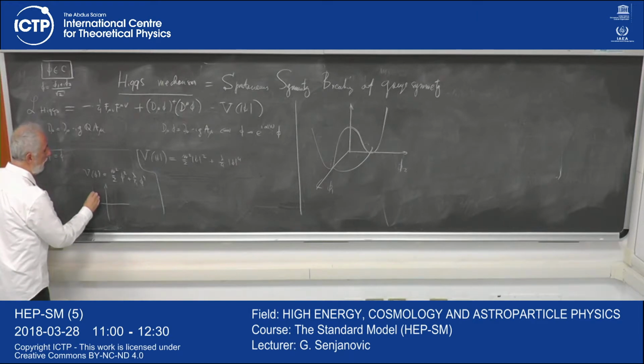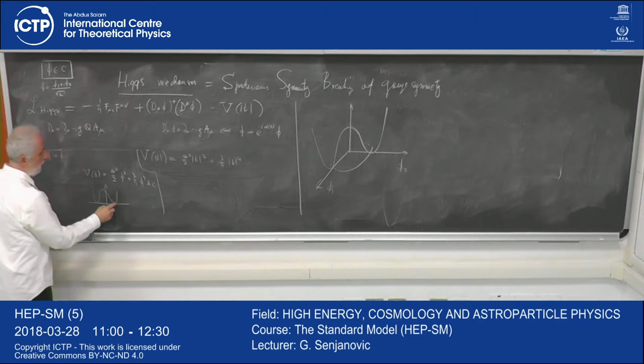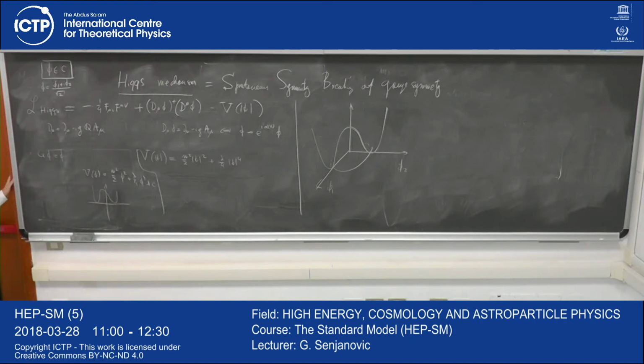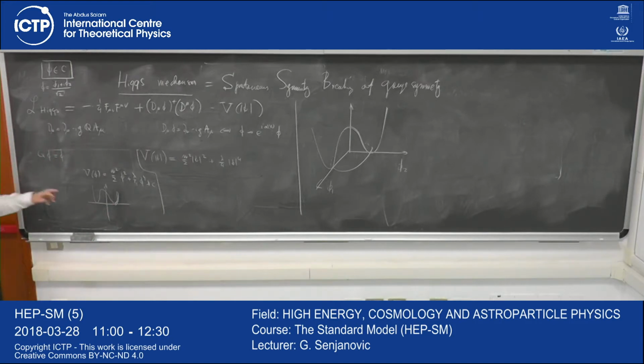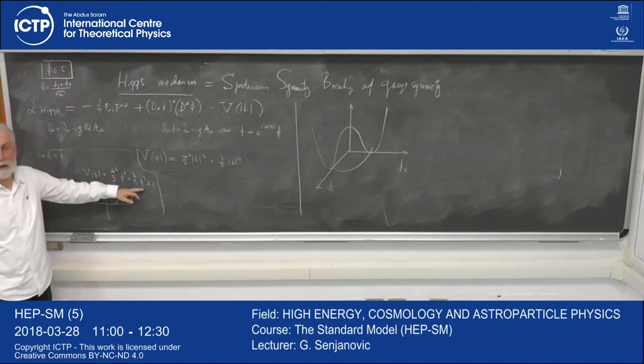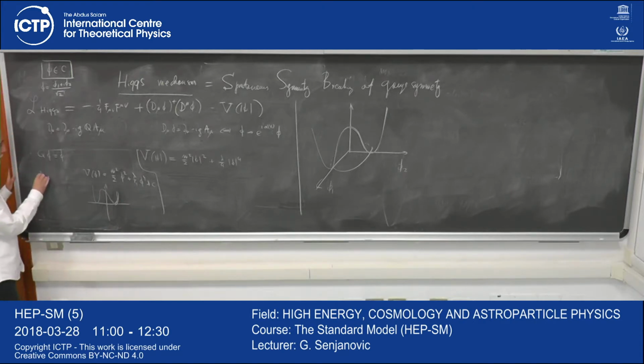How would this potential look? I will add a constant. I like to add a constant so that it touches the x-axis, otherwise it goes down. How do I know the form of the potential? When phi is very large, the potential is dominated by the quartic term. I should have said, in order for the theory to make sense, lambda must be positive. If lambda is negative, there is no ground state. You will just collapse, you will fall into the abyss. So lambda must be positive.